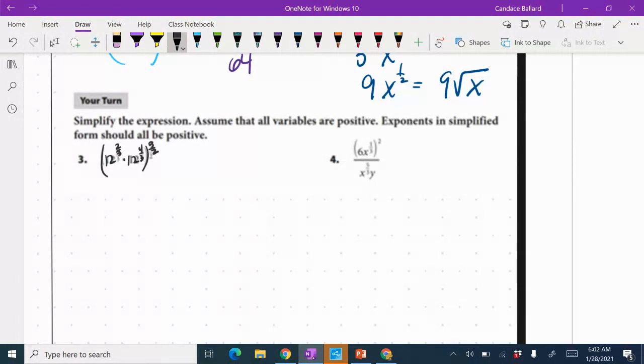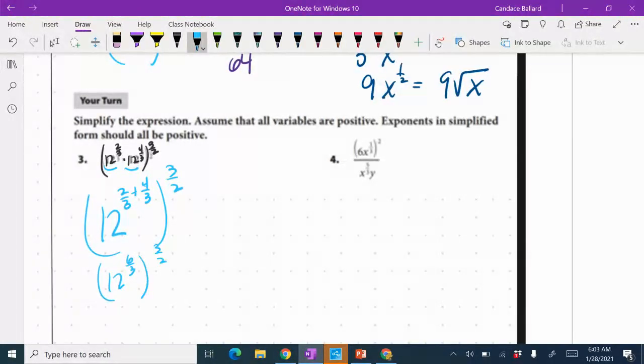So I'm inside my parentheses. My bases are the same, so I know that I have to add my exponents. And then I still have the 3/2 on the outside. I'm adding across the top, so it looks like I've got 4 plus 2 is 6 over 3 to the 3/2 power. There are a number of ways I could do it from here.